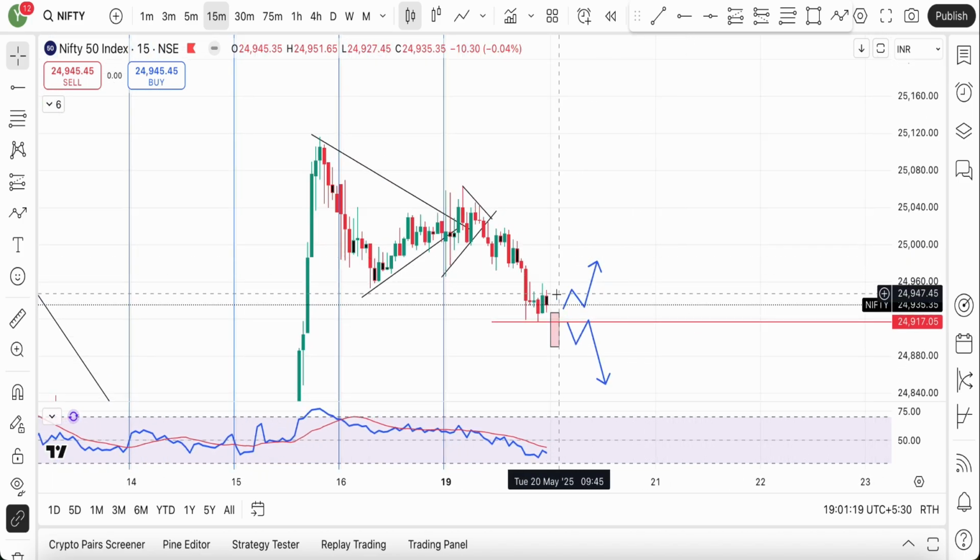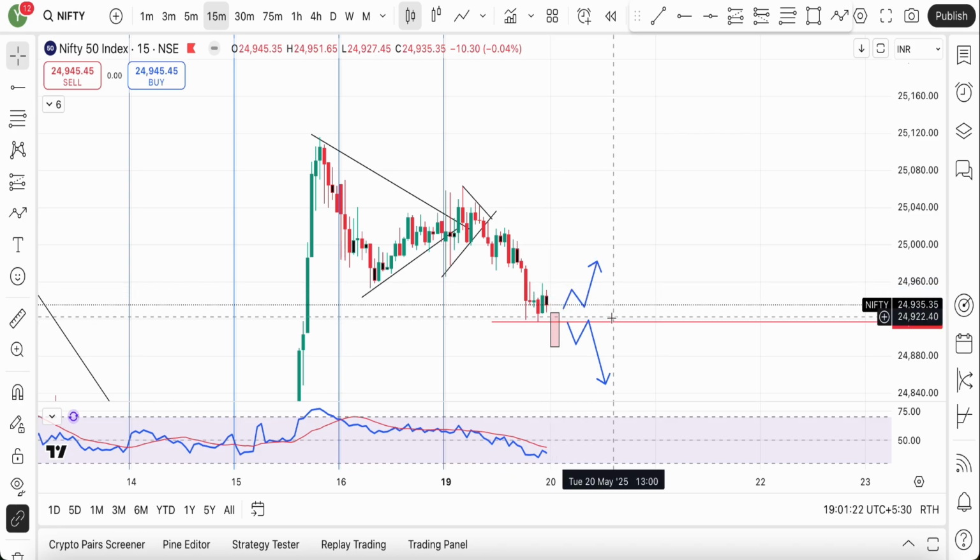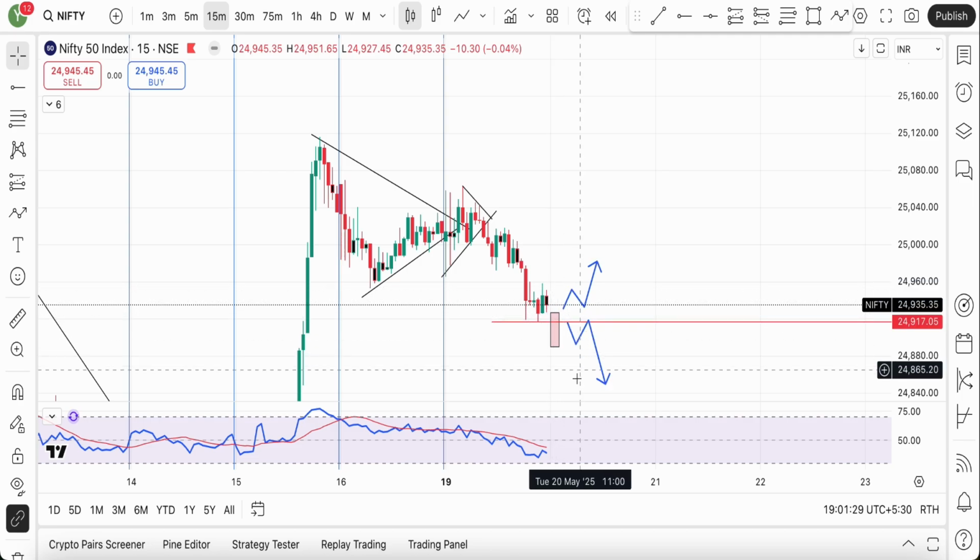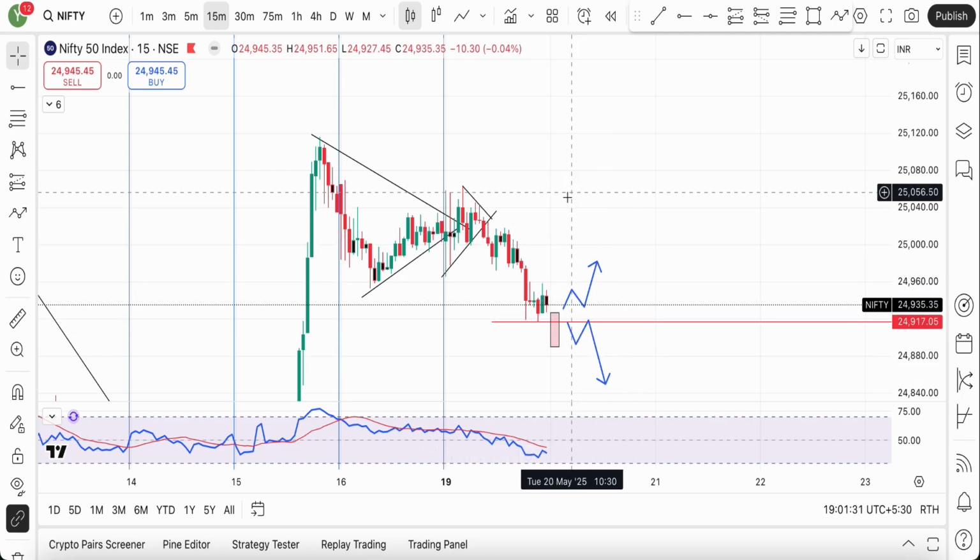Now, say for example, the market opens flat, spends some time around here, then gives a breakdown and then gives a pullback. We can take this trade. If the market opens flat or with a gap down and forms something like this, we can take this long trade.